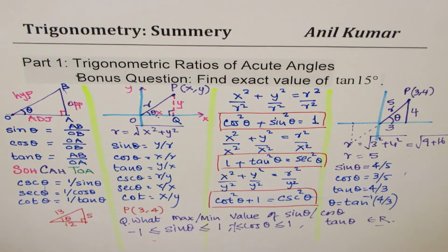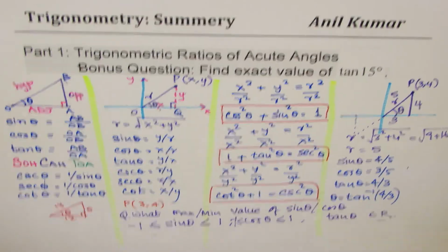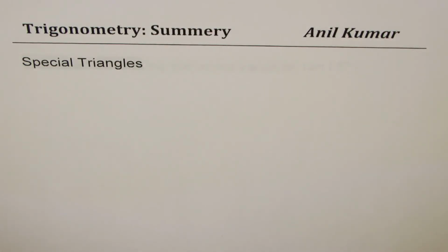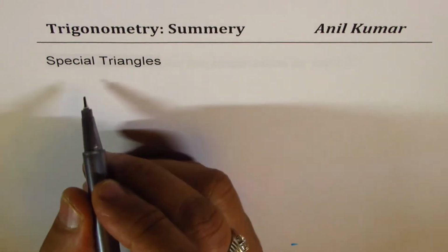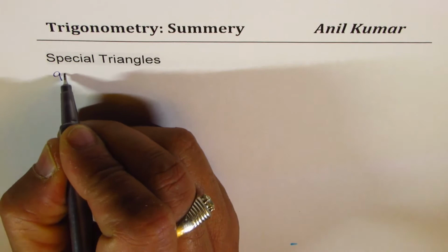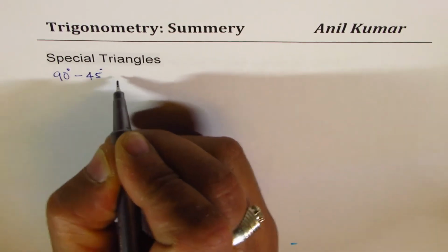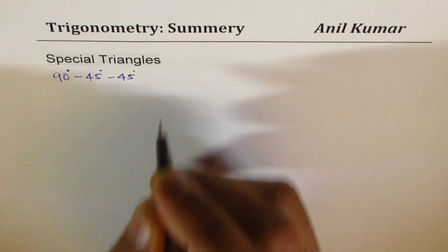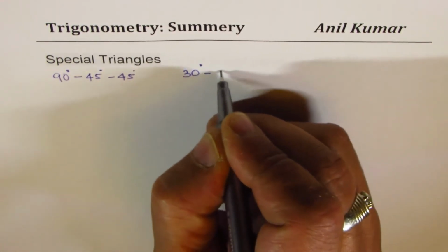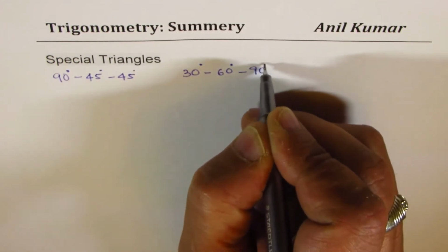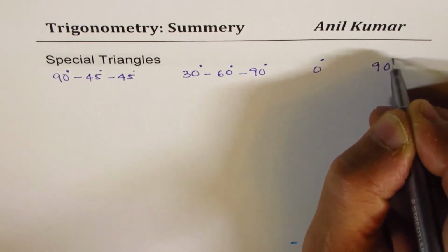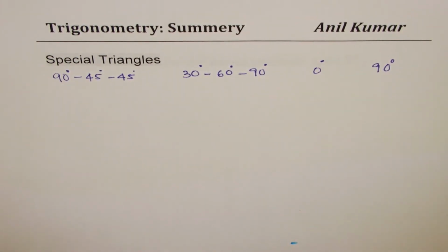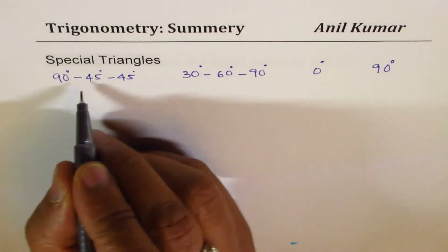So now in the next part, we will learn very special triangles and then also see how to calculate angles from those situations without using a calculator. Now we will consider a few special triangles. One of them is 90 degrees, 45 degrees, 45 degrees. The other one we call 30 degrees, 60 degrees, 90 degrees. And then we'll talk about 0 degrees and 90 degrees triangles. Okay. So to begin with, let me sketch one which has these angles.